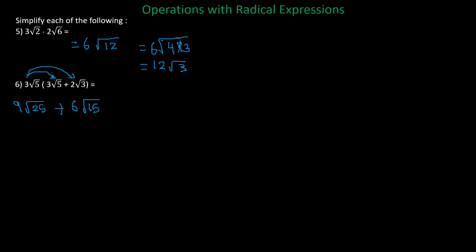So let's write this in the simplest form. We know that square root of 25 is 5. So 5 times 9 will be 45. And then the square root of 15. 15 is 3 times 5, so it doesn't have square roots to simplify. And it's going to be 6 square root of 15. Or you can write it as 6 root 15 plus 45. It's the same, no problem.